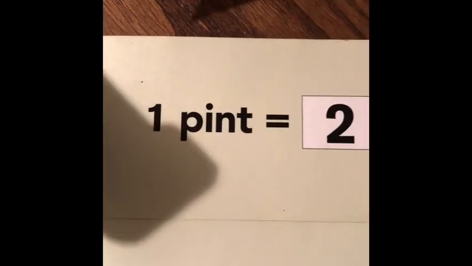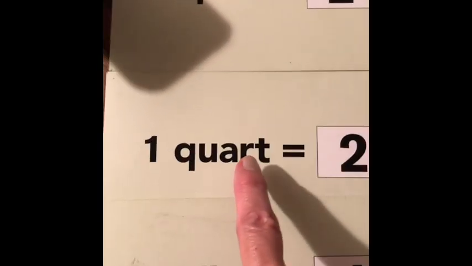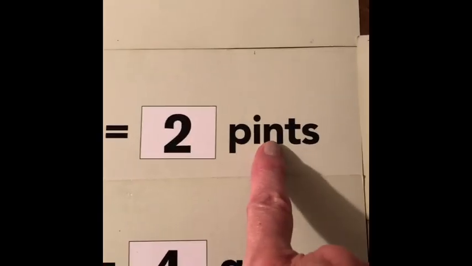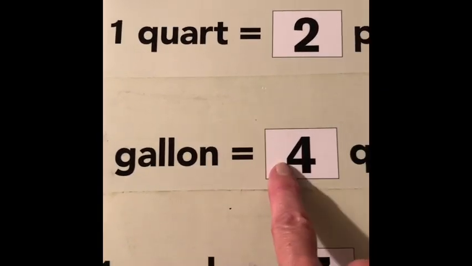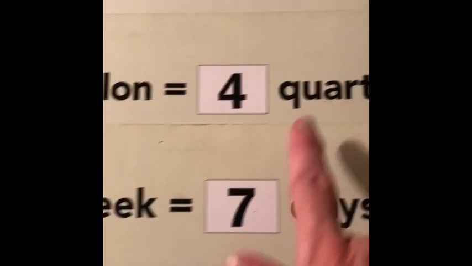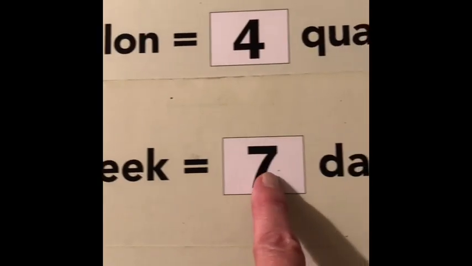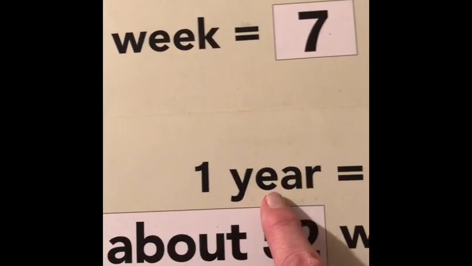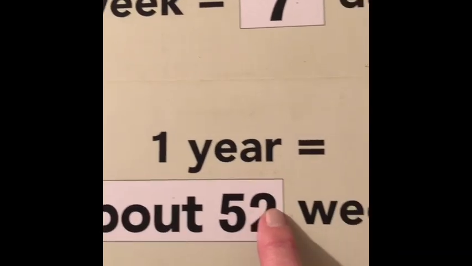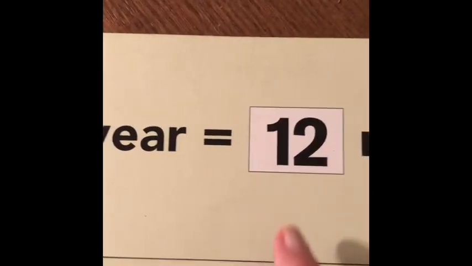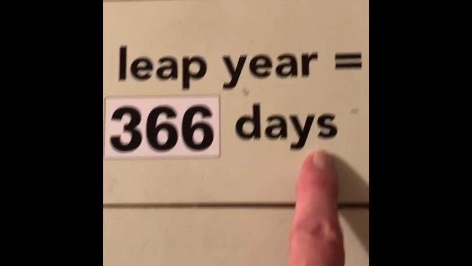Okay, we're going to do the concept cards first. 1 pint equals 2 cups. 1 quart equals 2 pints. 1 gallon equals 4 quarts. 1 week equals 7 days. 1 year equals about 52 weeks. 1 year equals 12 months. 1 leap year equals 366 days.